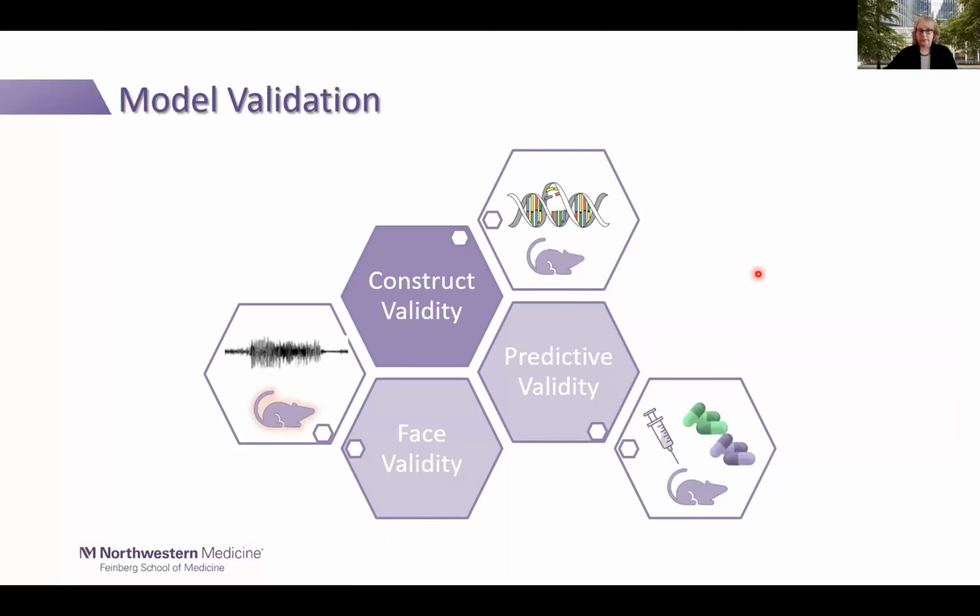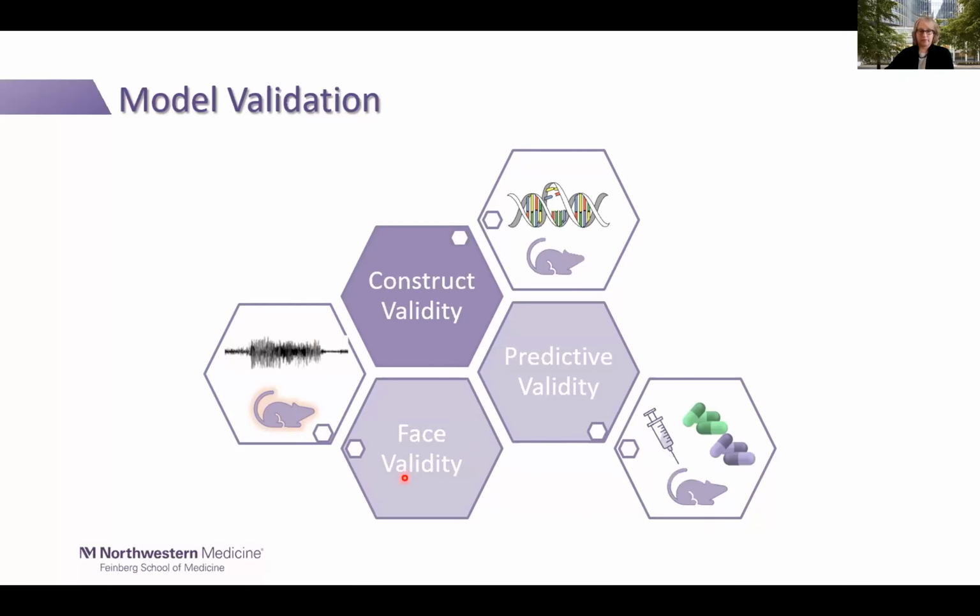So for animal models, there are pillars of model validation. One is construct validity. So is the underlying cause the same? And certainly for a genetic variant, that's pretty straightforward. We're introducing the same variant. So we can check that box. Face validity talks about does the phenotype resemble what you see in patients? And predictive validity is, do you see a similar treatment response?